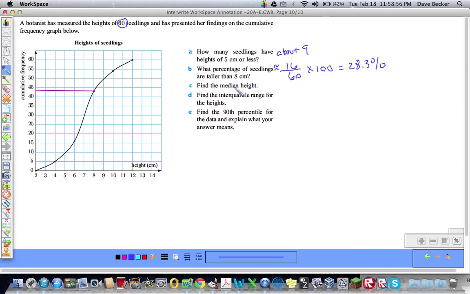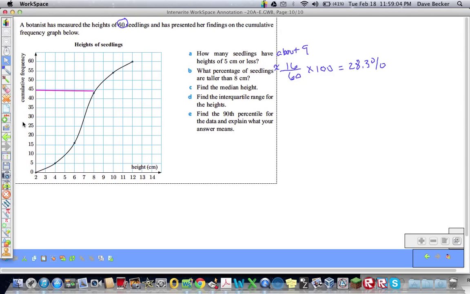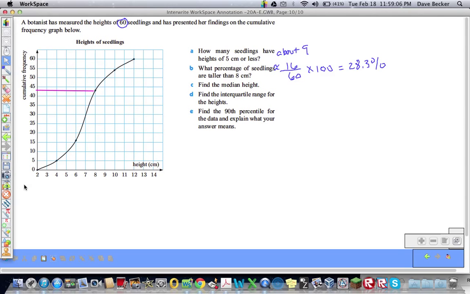Okay. Find the median height. All right. Well, the median is the middle number, yes? Okay, I'm trying to get rid of that thing. So, 60 seedlings, right? So the median is between 30 and 31. So it's at about 30. Remember, we're estimating.